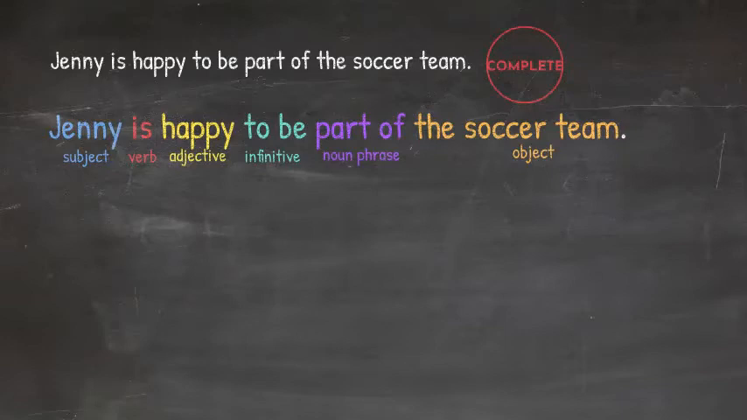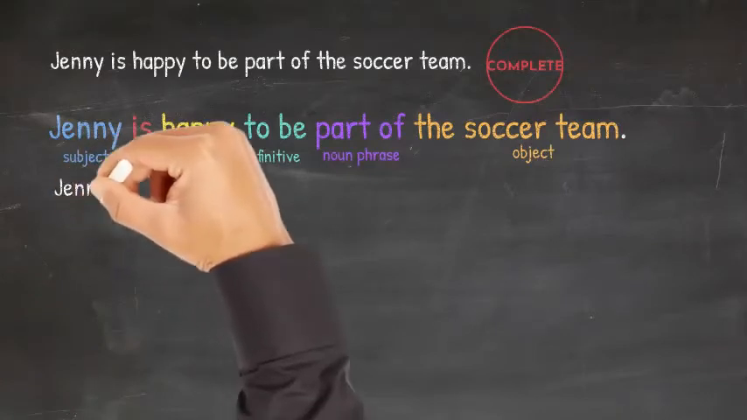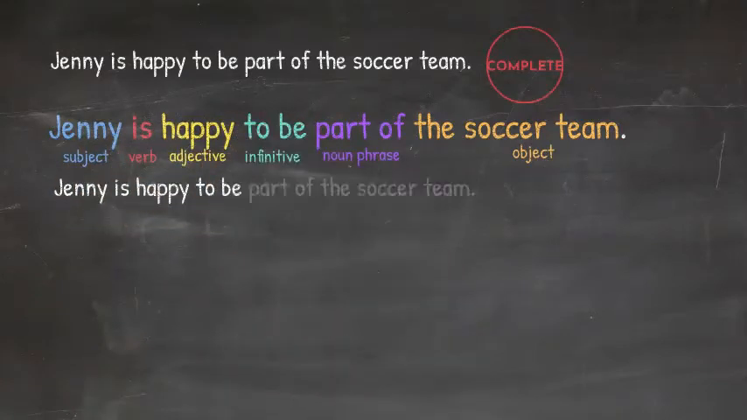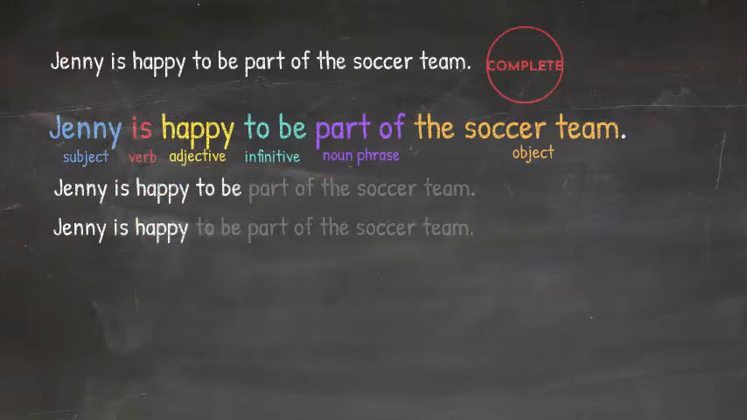But let's play a little game where we take out words from this statement and see when it stops being a complete sentence. For example, what if we just have "Jenny is happy to be"? Would that be a complete sentence? The answer is yes. "Jenny is happy to be," in this case, just means Jenny is happy to be alive. What if we have "Jenny is happy"? Would that be a complete sentence? Again, the answer is yes. "Jenny is happy" is a basic sentence where an adjective describes a subject.